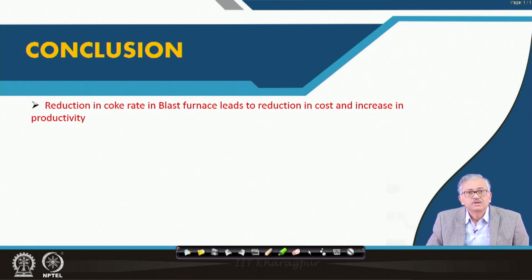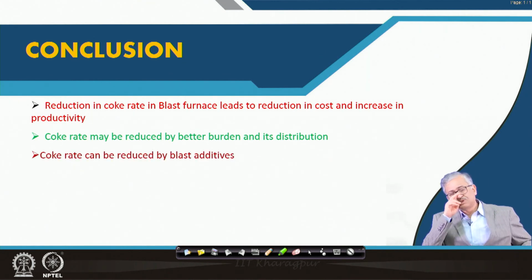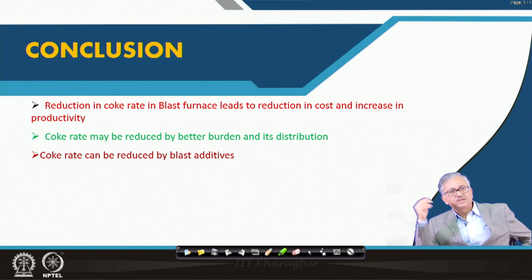So what are the conclusions? One thing is that the reduction in coke rate in the blast furnace leads to reduction in cost and increase in productivity. This is important. And coke rate may be reduced by better burden and its distribution. We will discuss burden preparation and distribution in a later lecture.